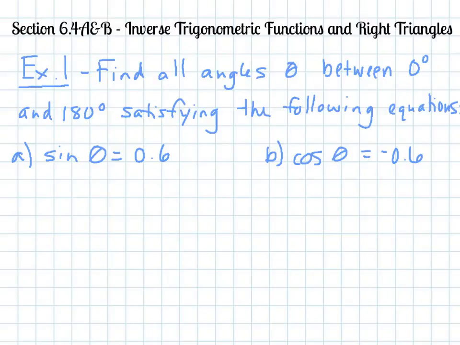equations. So letter A wants you to find the sine of theta equals 0.6. So what angle for sine gives you a ratio of 0.6? So we would do just like we did the other day with our calculator. So you would want to take the inverse sine of both sides, okay, so then those cross each other out, you're left with theta.